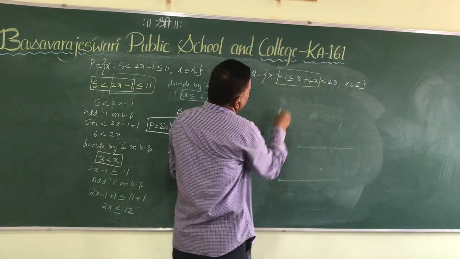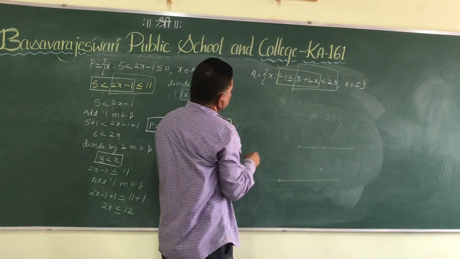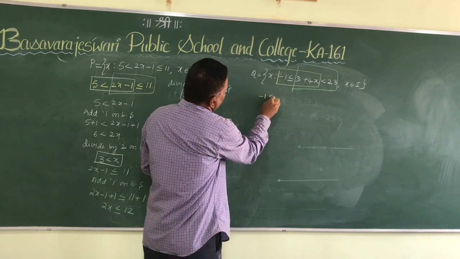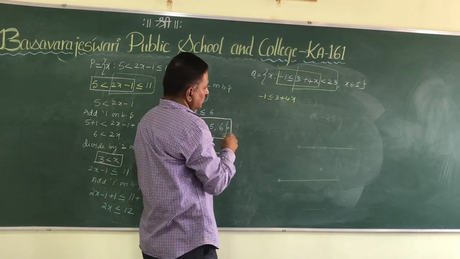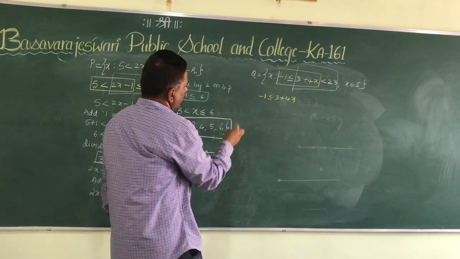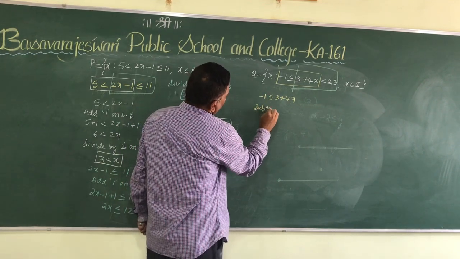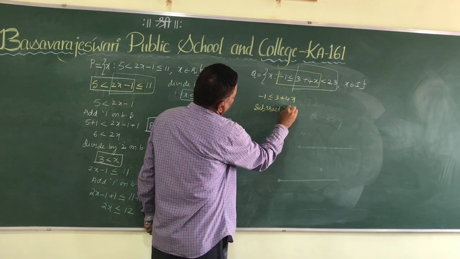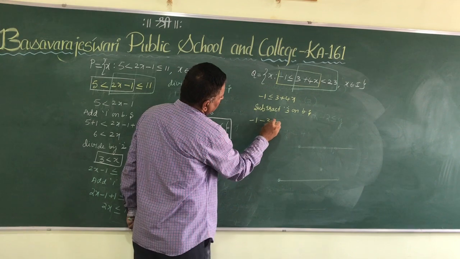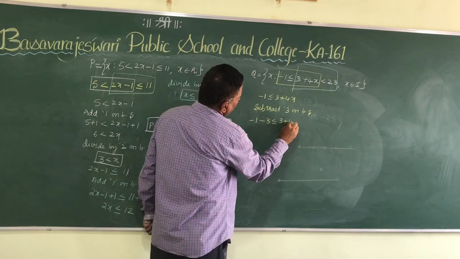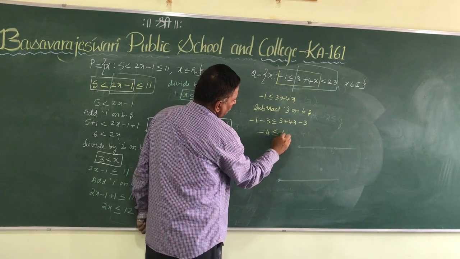And this is the second part. Again, make it into two parts. So that is, first one is minus 1 less than or equal to 3 plus 4x. Write 3 one side, that is constant one side, variable on the other side. So what I can do is subtract 3 on both sides. So minus 1 minus 3 less than or equal to 3 plus 4x minus 3. So this will give you minus 4 less than or equal to 4x.